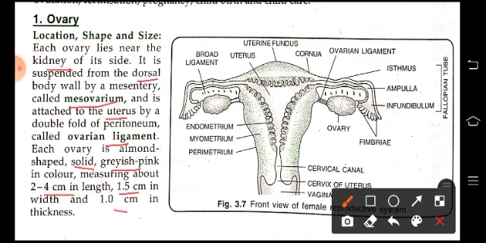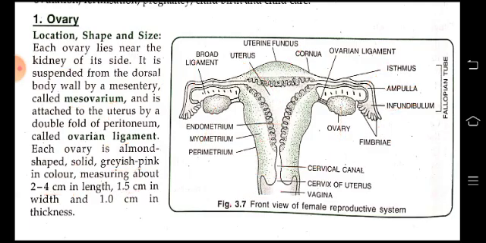So see, children, these are the two ovaries, then the oviduct, or we can also say fallopian tube. Now this is divided into three parts: the infundibulum with fimbriae, the ampulla, and the isthmus. Now this is the cervical canal and the cervix of the uterus, vagina, and these are the walls: the endometrium, then myometrium, and perimetrium. Now this one is the uterus part, and this is the uterine fundus. Okay, so this is the front view of the female reproductive system.